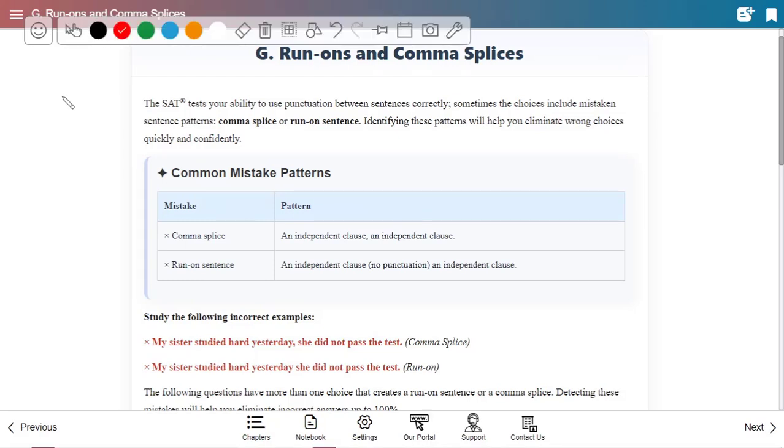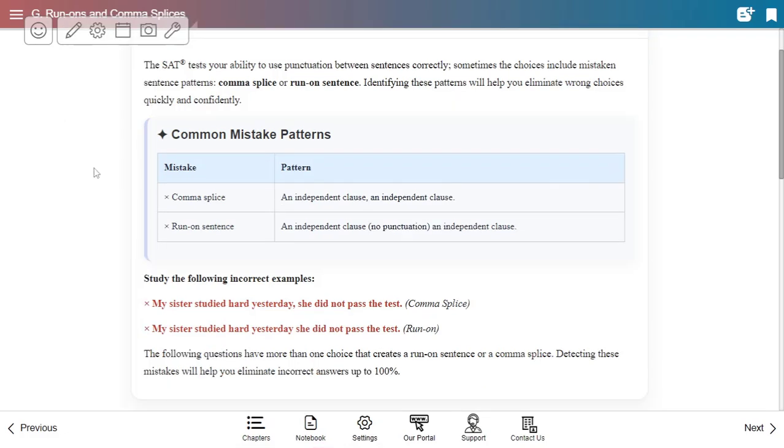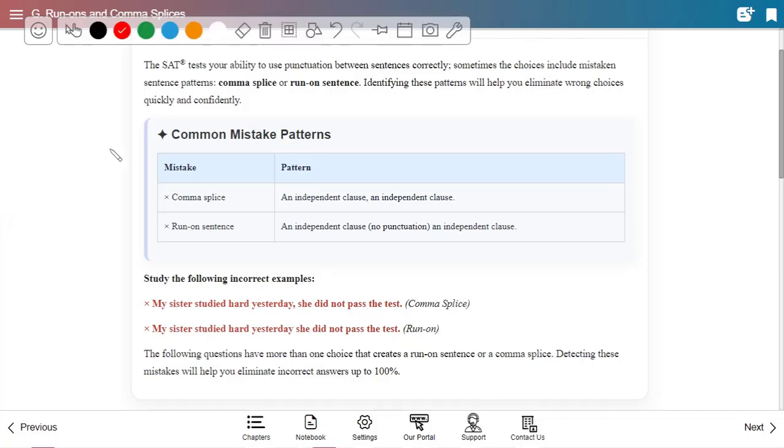Hi, welcome again. In this lecture, we're going to learn more about how run-ons and comma splices are assessed on the SAT. Actually, these are two mistakes that we need to avoid, not to choose. So identifying these patterns will easily help you eliminate the wrong choices. But what are these patterns?